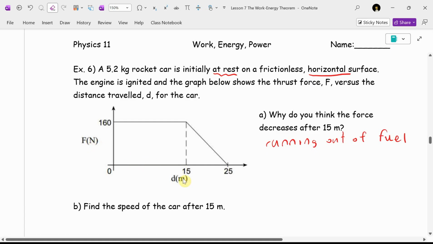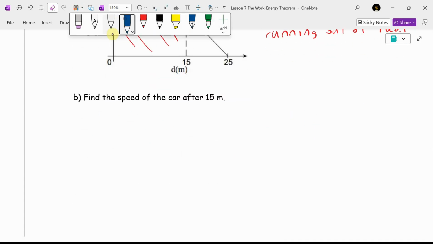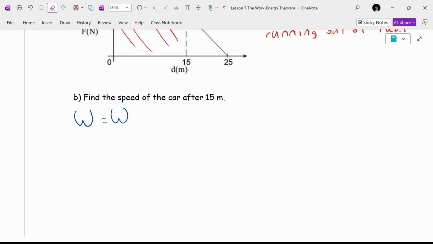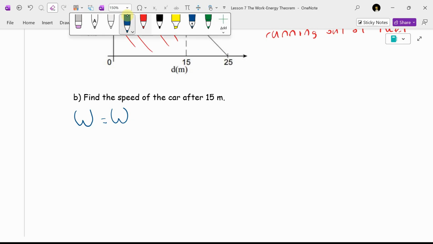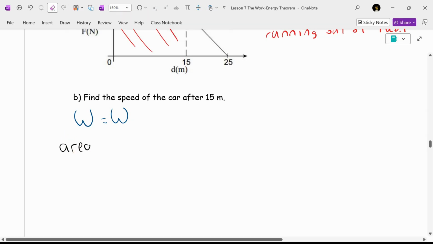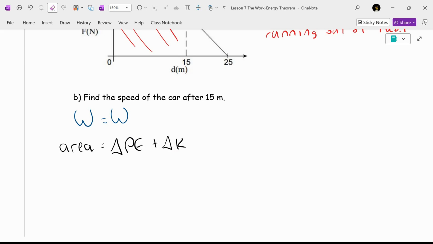I have a force versus distance graph. You know what? This area is going to be the work. So I'm going to write this. Work equals work. I've done that once before, I think. Except, on the left, I'm going to use the area definition of work. And on the right, I'm going to use today's work energy theorem: change in potential plus change in kinetic. What did I say the word horizontal meant? Gone.